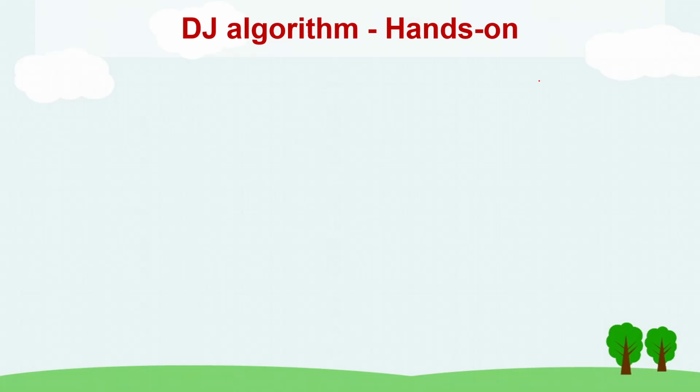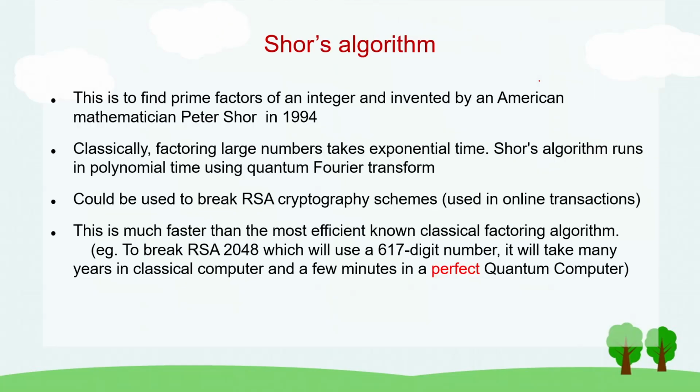Now let's move to trick number 2. Maybe at the end, if we have time, we'll see the code. Okay, now Shor's trick we'll see. Shor's trick is known to most of you. He gave the trick for finding prime factors of an integer. He's an American mathematician, and he released his algorithm in 1994.